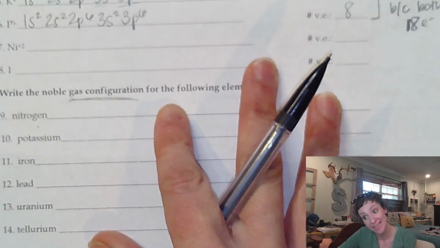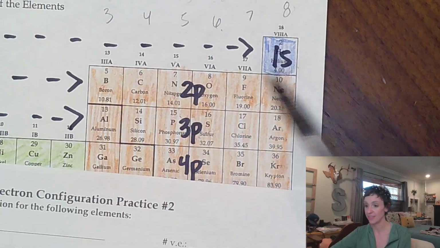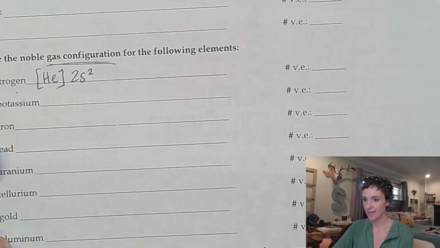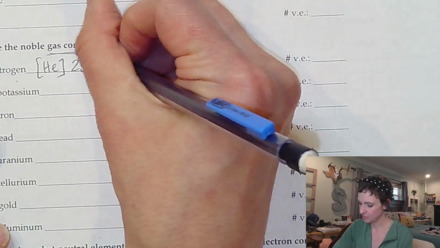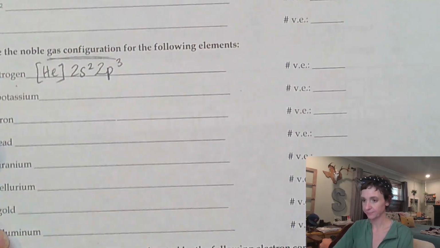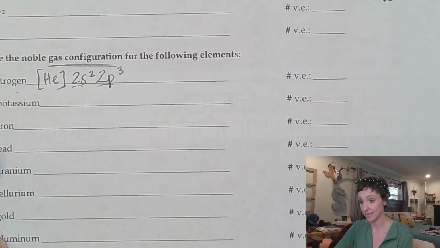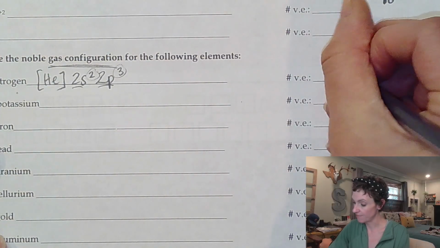But I'm doing his noble gas notation, which means instead of starting at 1s1 and going all the way to nitrogen, I'm starting at the noble gas behind him, and that is helium. So I would go helium, and then from helium, I drop down and I hit 2s2. And then nitrogen is 3 places into the P room. So we got 1, 2, 3 places into the P room, so 2p3. So for my number of valence electrons, the outermost energy level, which is the second energy level in this case, the S and P electrons from that energy level, my valence electrons are 5.